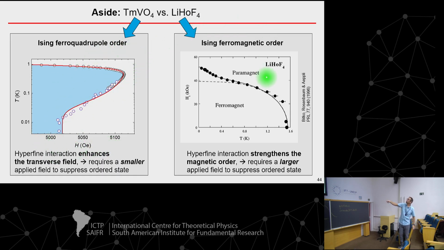In the case of lithium holmium fluoride, be a little careful, this is temperature and transverse field, so the axes are switched. But in this case, the hyperfine interaction strengthens the magnetic order. So here, the hyperfine interactions are this. So two sides of a very similar coin.